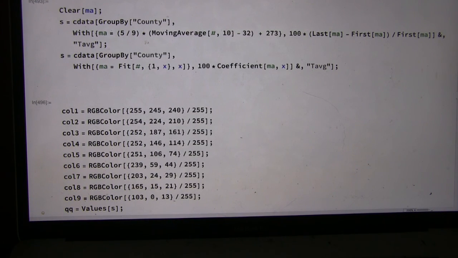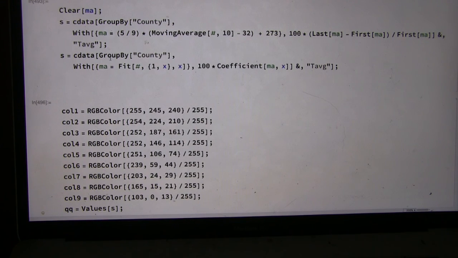Okay, so what I've done here to show you what we're doing is I left in the code from yesterday. Remember we did 5/9 of the moving average, minus 32, plus 273 to convert it to Kelvin. And then we did 100 times that, the last minus the first divided by the first, to get the percent. I left that in just to remind you what we did.